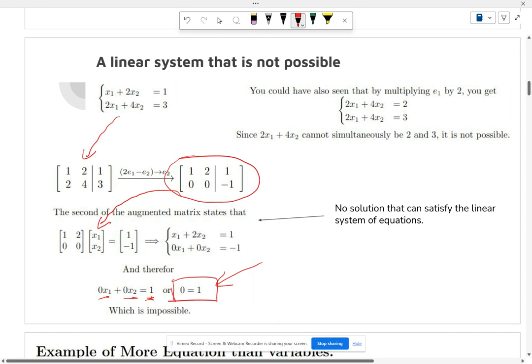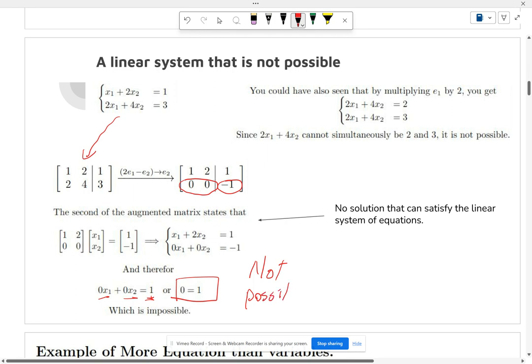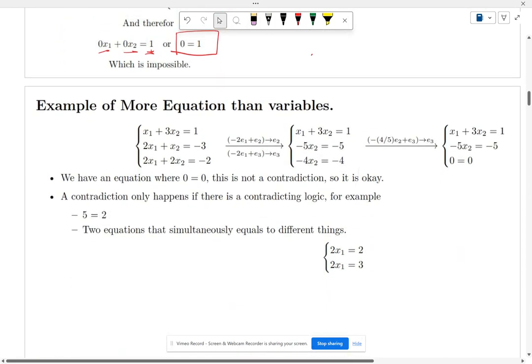So whenever you're manipulating the equations, if you somehow get a row with all zeros, and the right-hand side is not a 0, that means you have a 0 equal to some number, causing a contradiction, and that means a solution is not possible. There's a contradiction.